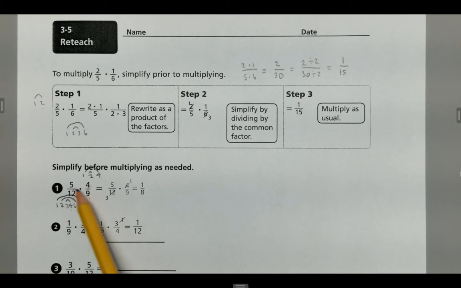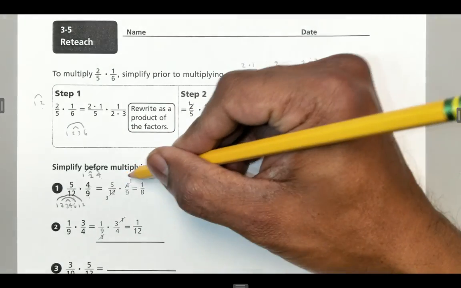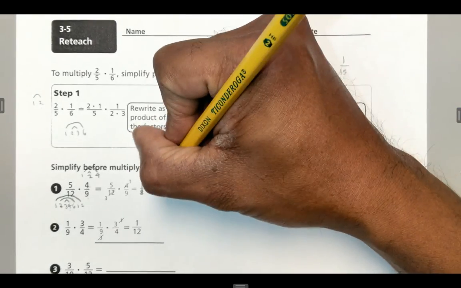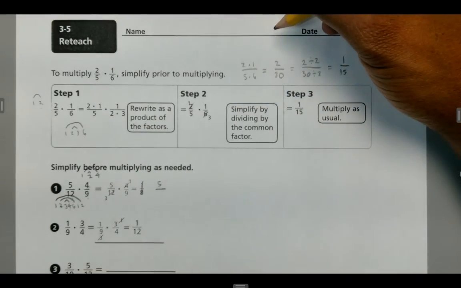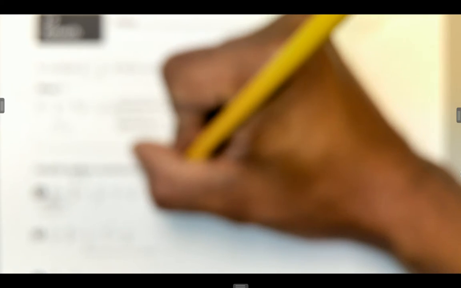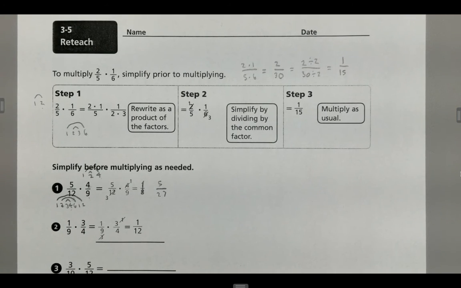So now, before we multiply across the top and multiply across the bottom, let's simplify first. Let's simplify by saying 4 goes into 4 once, so I'll cross that out and replace it with a 1. 4 goes into 12 3 times, I'll cross that out down here, replace that with a 3. And now let's multiply what we have left. 5 times 1 is 5 for my numerator. 3 times 9 is 27 for my denominator. And to be honest, I have no idea why this answer showed 1/8 at the beginning. I think that must have just been a typing mistake.